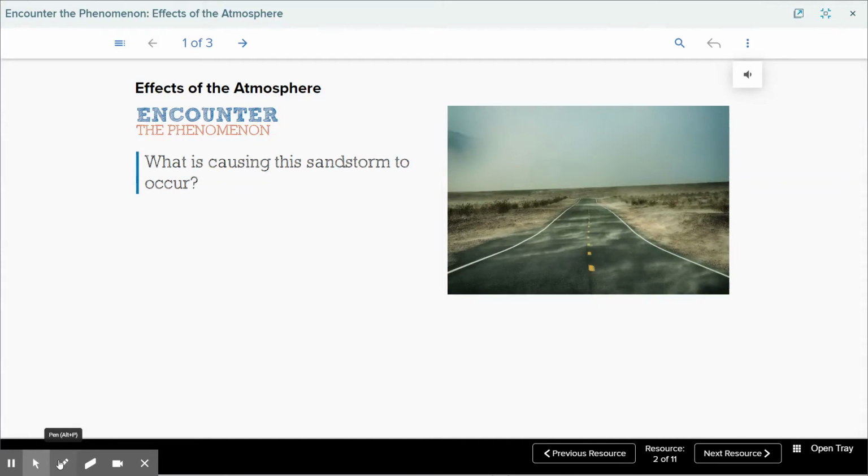Now I would like you to turn to page 84. Lesson 2. We will discover the effects of the atmosphere. This is our phenomenon. Look at the picture on 84. What is causing this sandstorm to occur? Let's see this phenomenon in action.